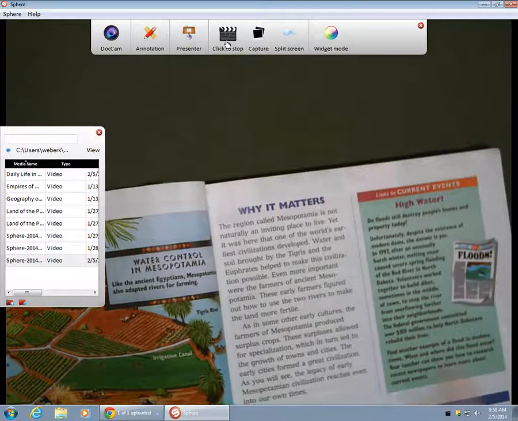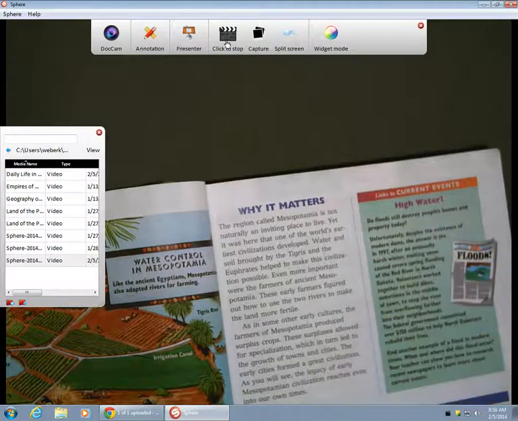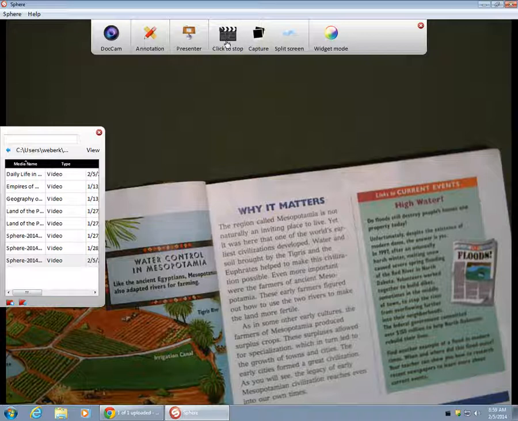High water. It says, do floods still destroy people's homes and properties today? Absolutely, right? Unfortunately, despite the existence of modern dams, the answer is yes. In 1997, after an unusually harsh winter, melting snow caused severe spring floods of the Red River in North Dakota. Volunteers worked together to build dikes, sometimes in the middle of the town, to stop the river from overflowing further into the neighborhoods. The federal government committed over $150 million.